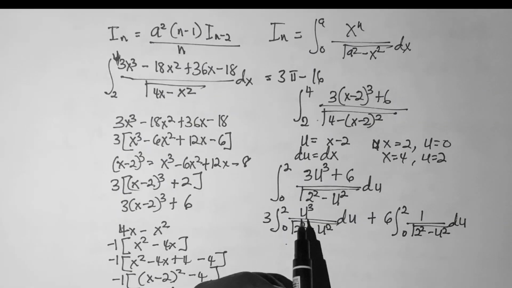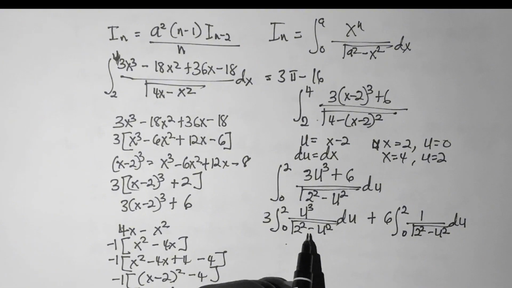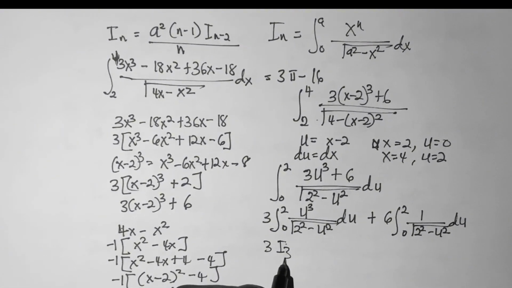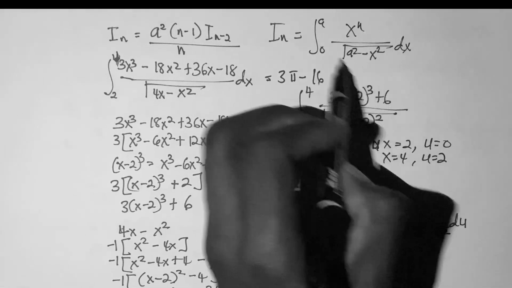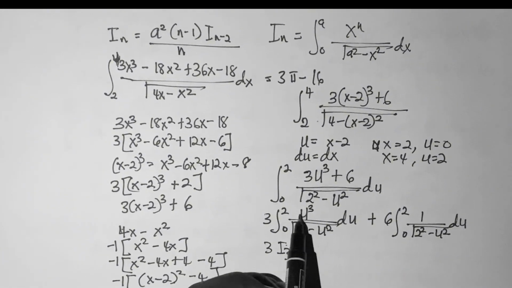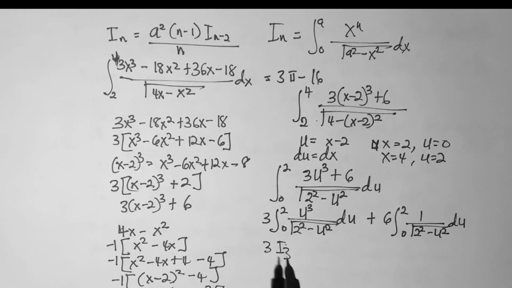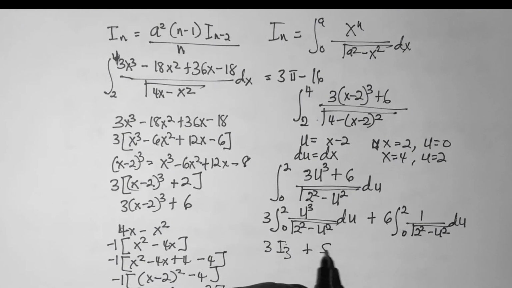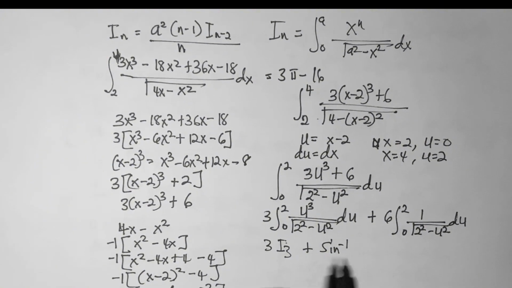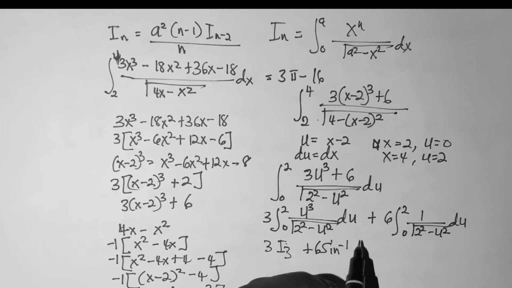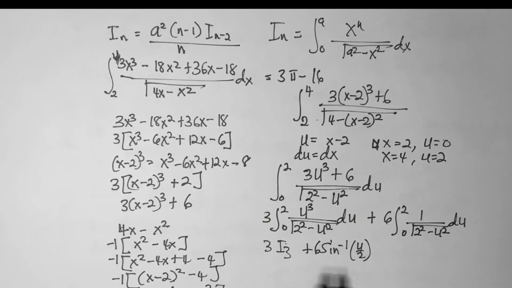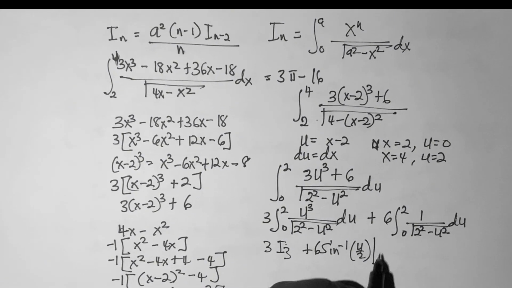You can see that this is a clear case of using this formula. This is I3 because u exponent 3. So this is 3 I3 plus, if you integrate the second part, it is sine inverse. So 6 sine inverse of u divided by 2. Now, this is evaluated at 0 and 2.